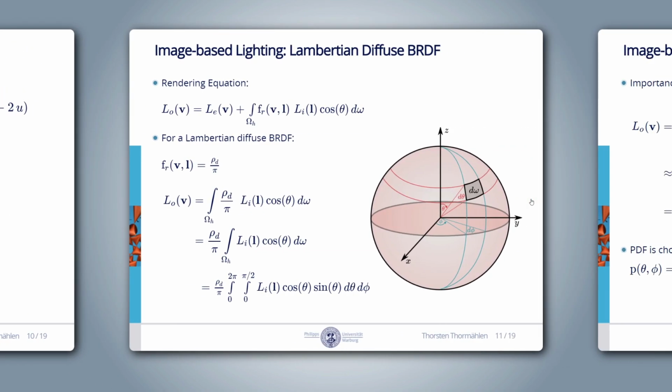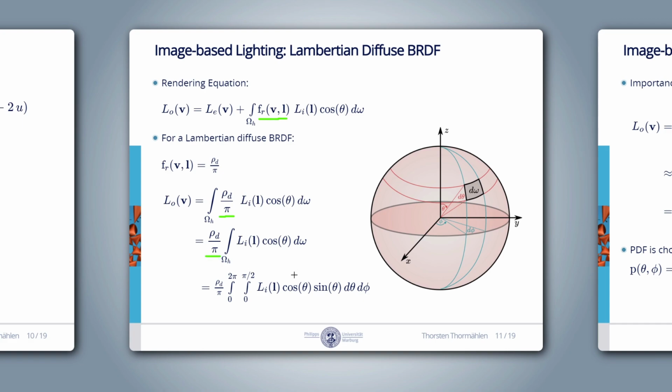Now back to the rendering equation. As we have discussed in episode number 4, the BRDF of a Lambertian diffuse surface is given by the surface albedo ρd in the range from 0 to 1 divided by pi. If we insert this BRDF into the rendering equation, we see that the BRDF does not depend on the direction of the incoming light, so it can be moved outside of the integral.